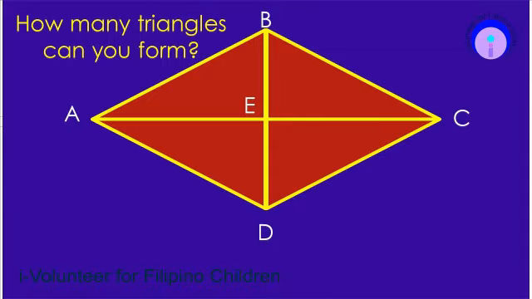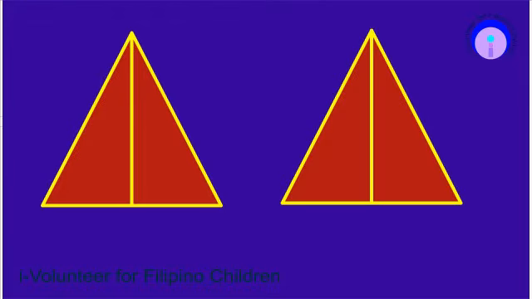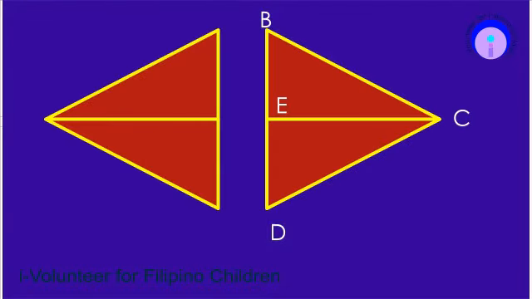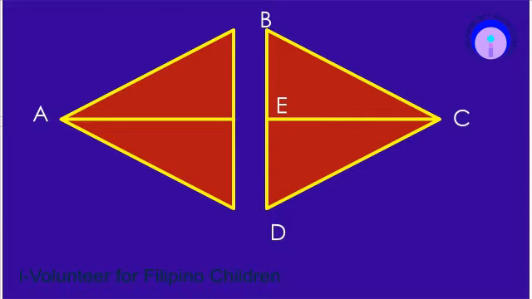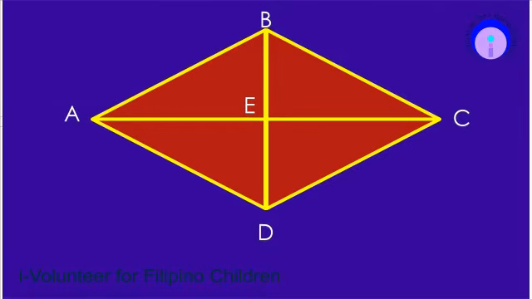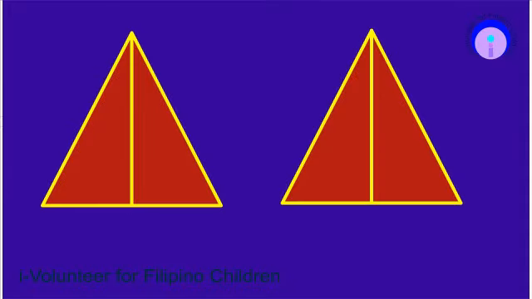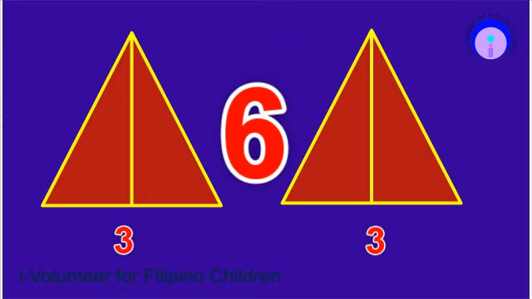Can you see the total number of triangles in this diagram? In this figure, we can form 3 triangles. And another 3 triangles here in this figure. When combined, we can make 6 triangles.